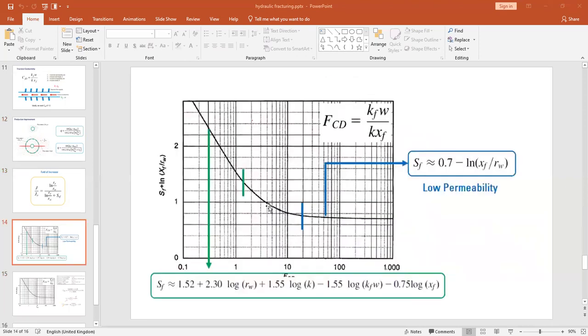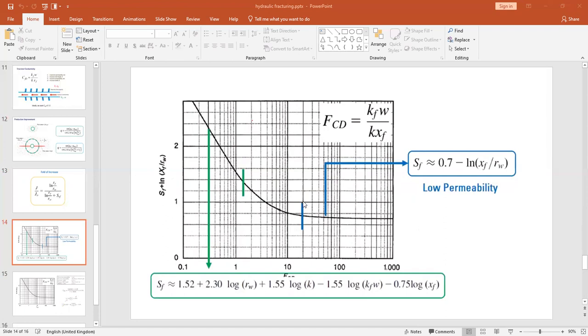So generally, how do we obtain the skin? This is a graph that has been developed, I think, I'll have to check, because you cannot put this graph in your work without indicating who developed it. While I'm checking, you also check to see who developed this graph.